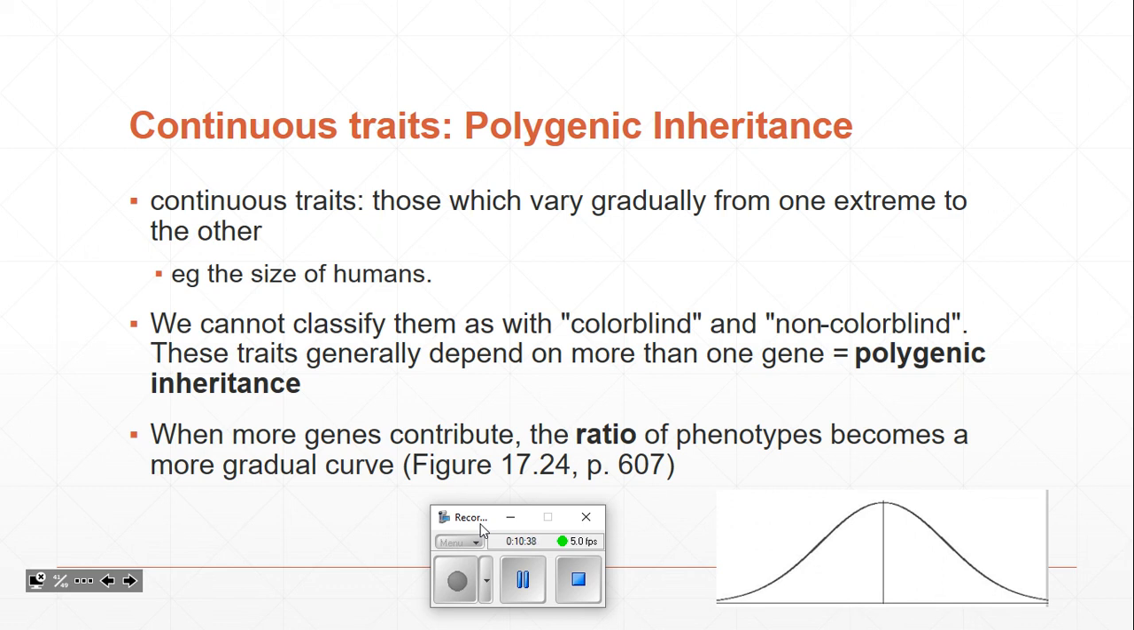There are other traits like that. There are traits like the color of things, especially like the color of skin, for example, would be a polygenic trait, where it's not like you have either very, very white or very, very black skin. There are a million possibilities and variations in between the extremes. So we can't classify these continuous traits like we could with colorblind and not colorblind, because they depend on more than one gene. When there are lots of genes that contribute, the ratio of phenotypes becomes a gradual curve.